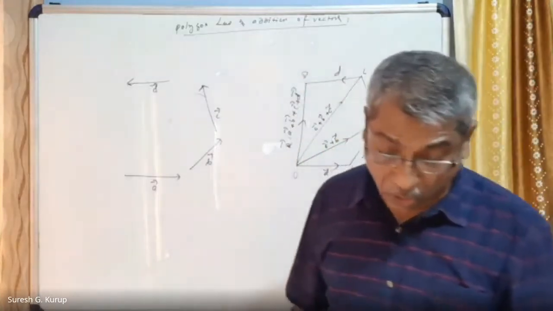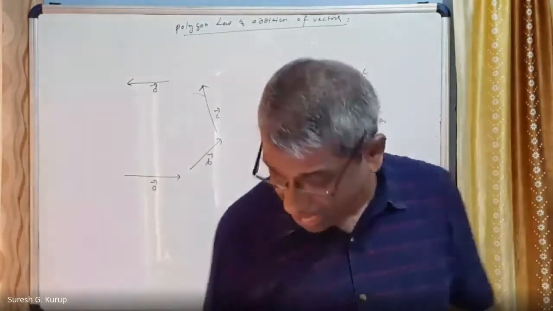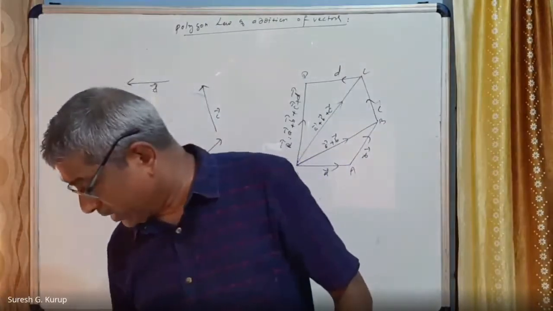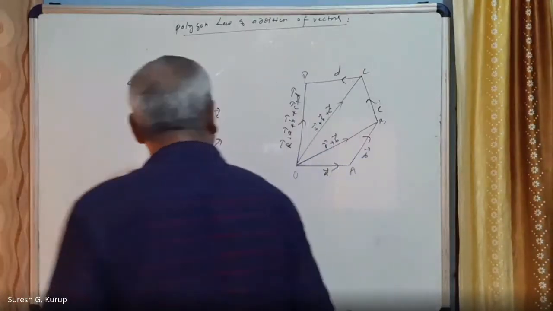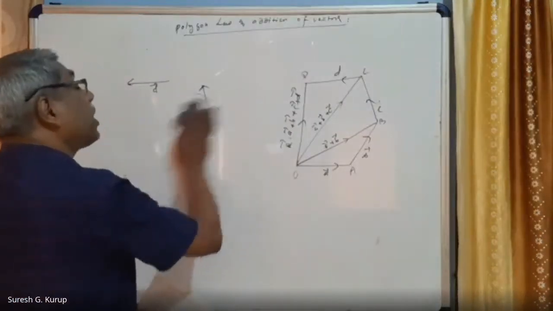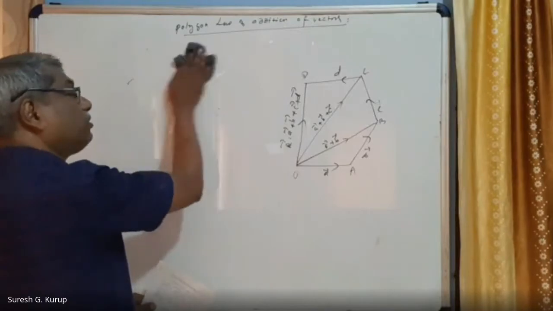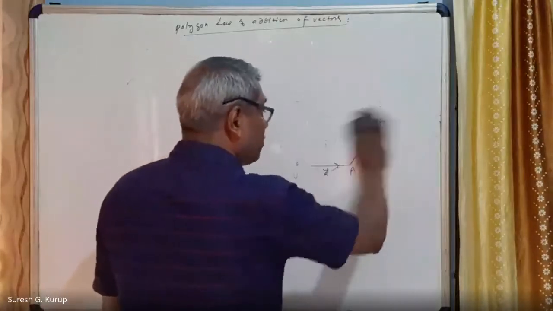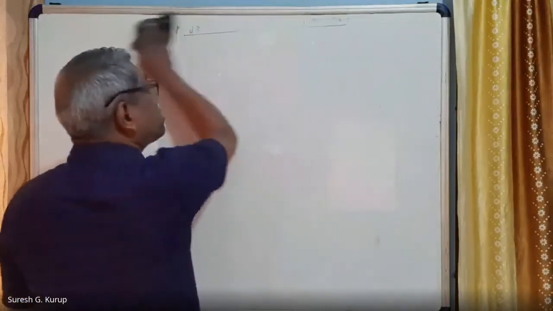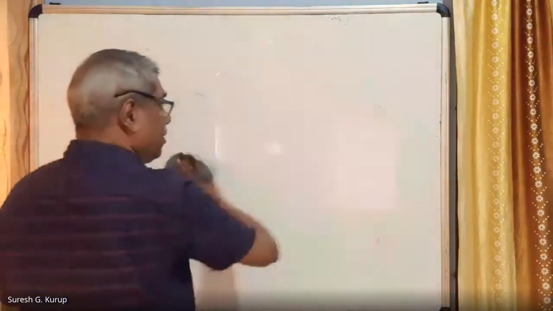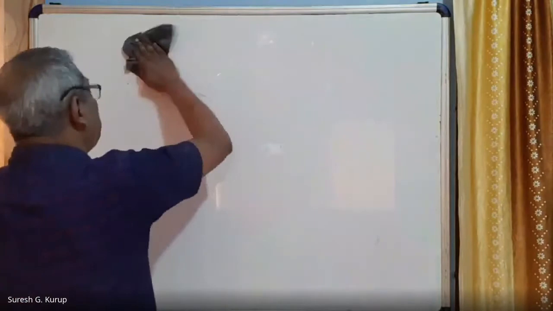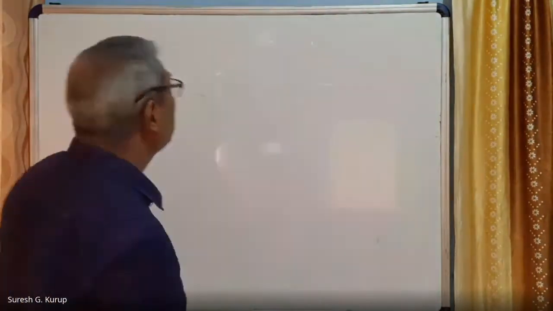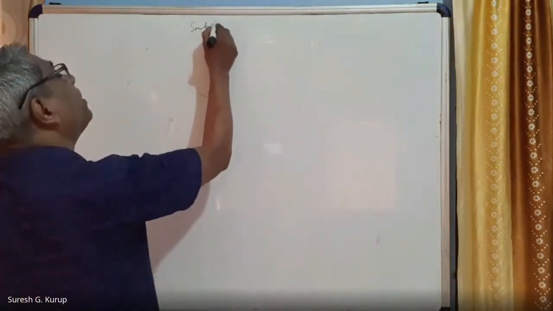And the next is subtraction of vectors. How can we subtract? Up to now, we were discussing addition. Now I am going to tell you how we can subtract one vector from the other vector. Subtraction of two vectors I am going to discuss. So we have to subtract a vector B from vector A. How can we do it? Subtraction.